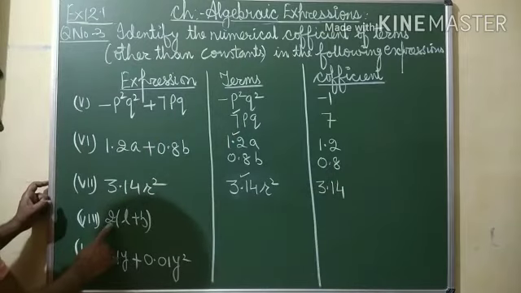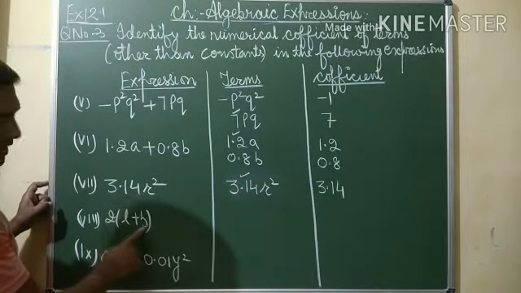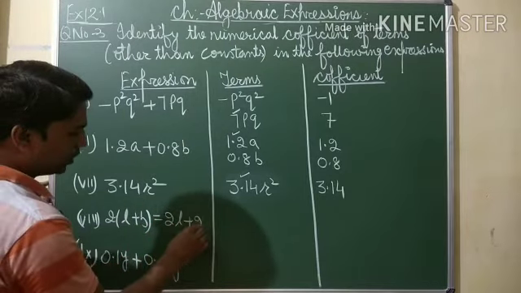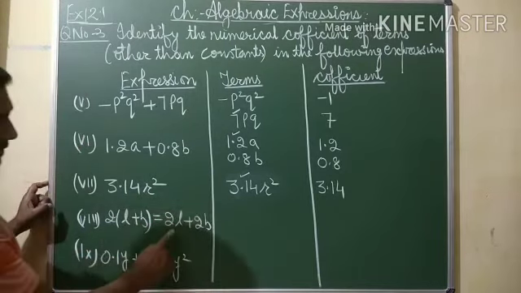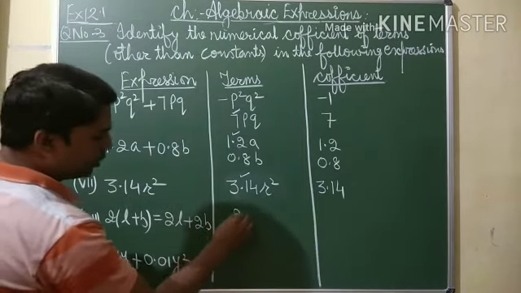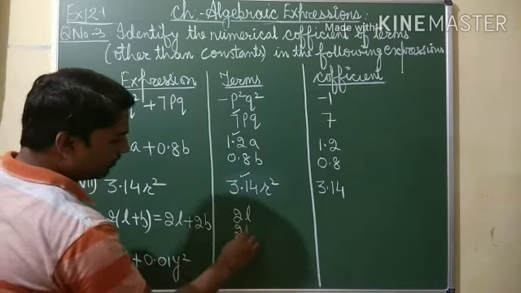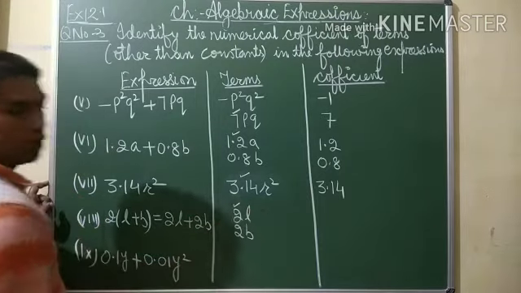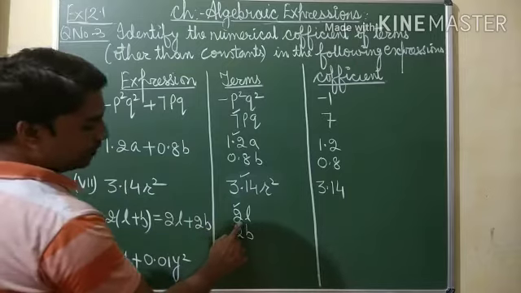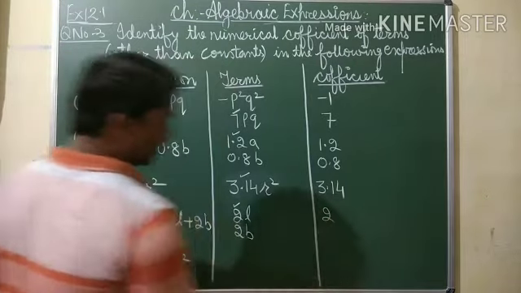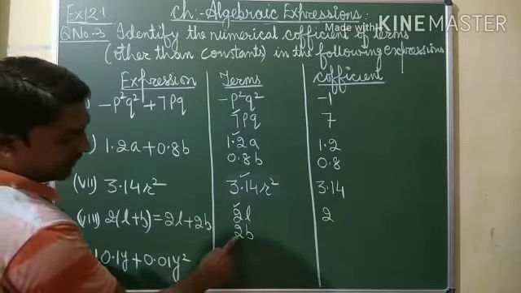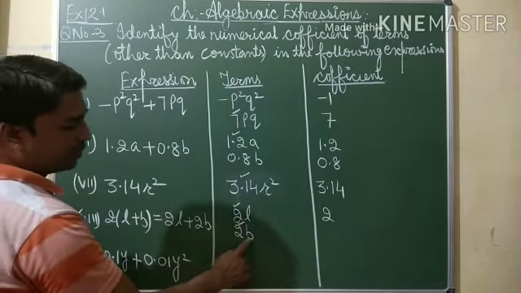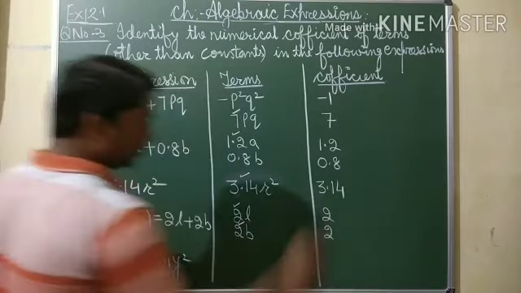Next is 8th part, 2 multiplied by (L plus B). This expression can also be written as 2L plus 2B. Now this expression contains the terms 2L and 2B. Since 2L has numerical factor 2, therefore the coefficient of term 2L is 2. Again, the numerical factor of term 2B is 2. Therefore the coefficient of term 2B is again 2.